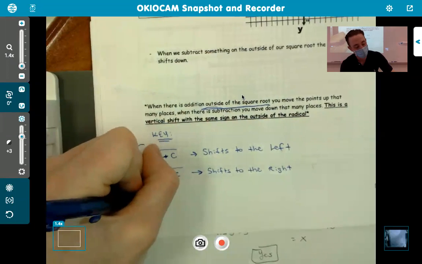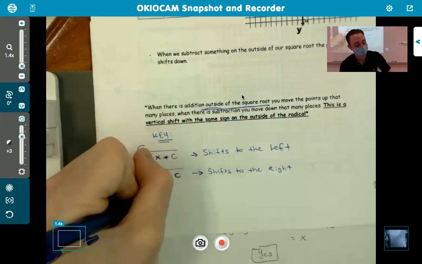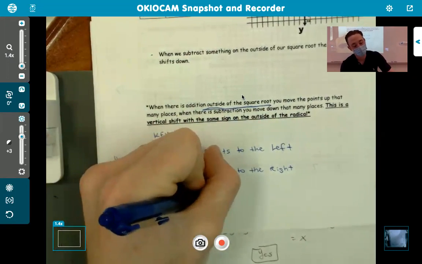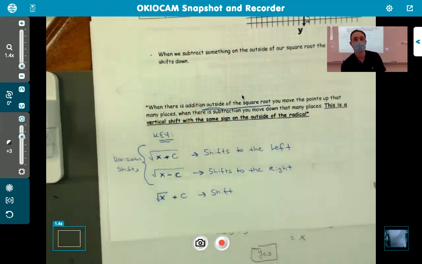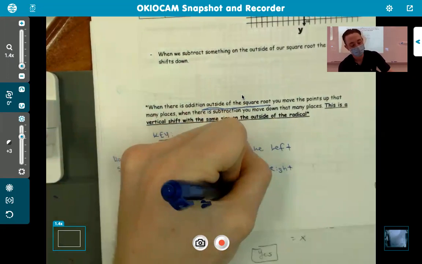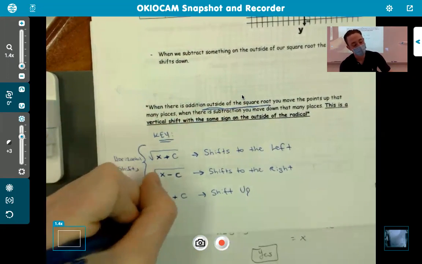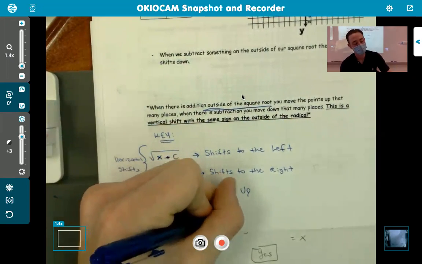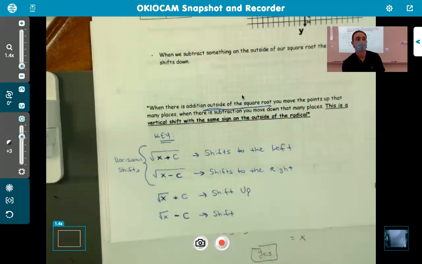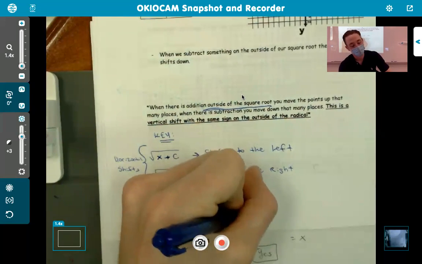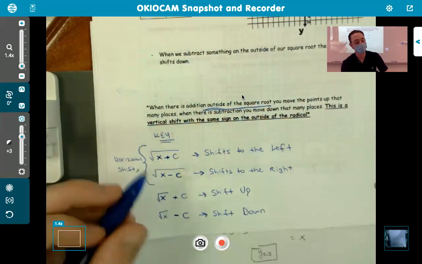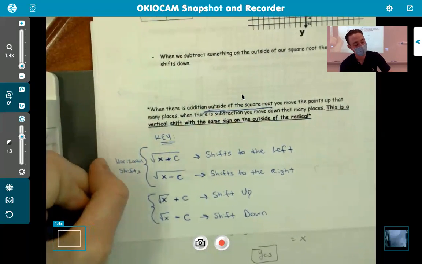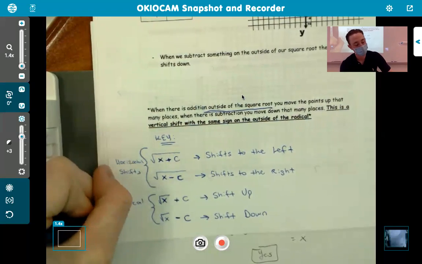Okay. Now, if I have just the square root of a number, so that variable x, and I'm adding that c on the outside, how does that shift my graph? Up. Square root of x, and I'm subtracting a number from that. How does that shift it? What's that? Down, right? I'm adding on the outside, my graph goes up. I'm subtracting on the outside, my graph goes down. These shifts are our vertical shifts.